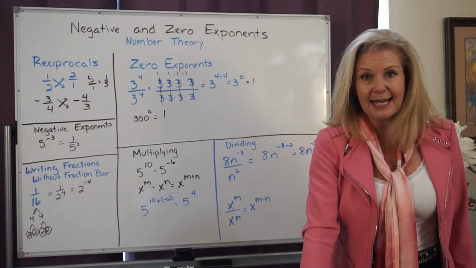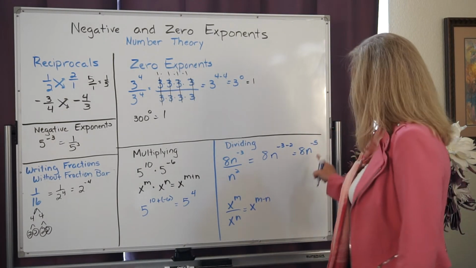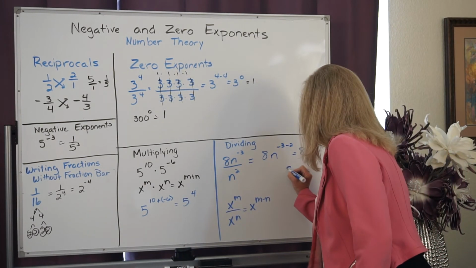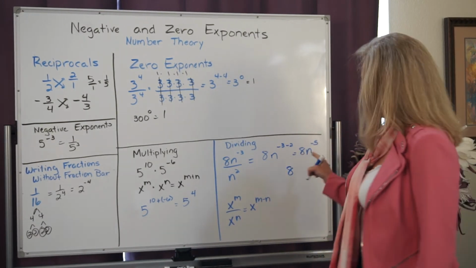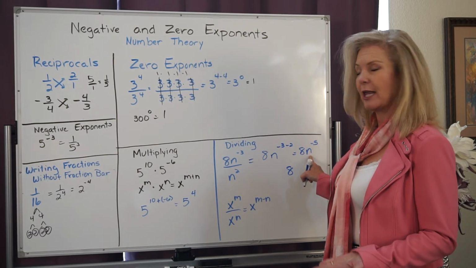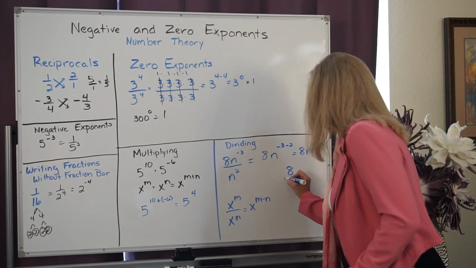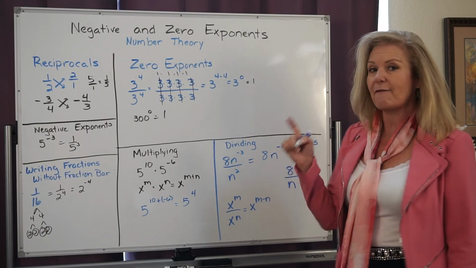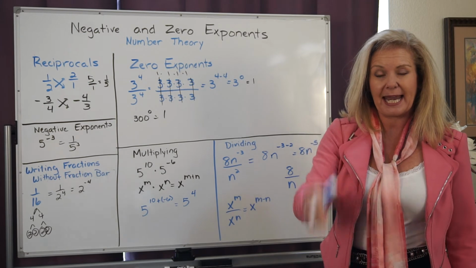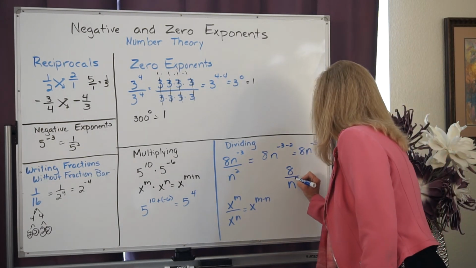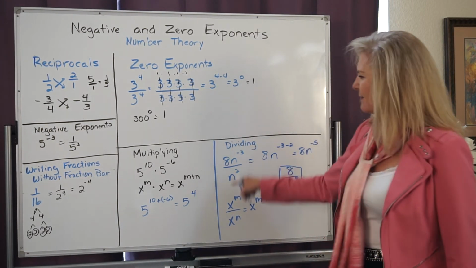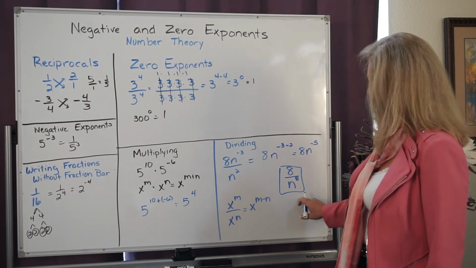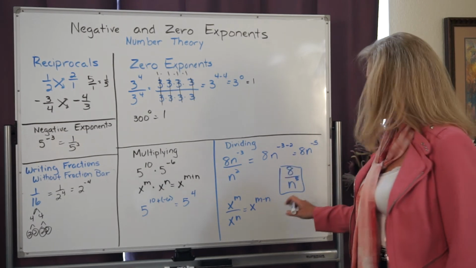But I want to write that as a positive exponent. So that n to the -5 has nothing to do with the 8. The 8 is going to stay up in my numerator. But I'm going to take the reciprocal of n to the -5. So that means that n is going to come to the bottom, but that exponent follows it, but it switches from a negative exponent to a positive exponent. So when I divided 8n to the -3rd divided by n squared, my answer becomes 8 over n to the 5th power.